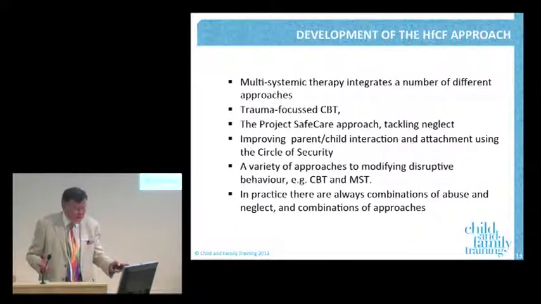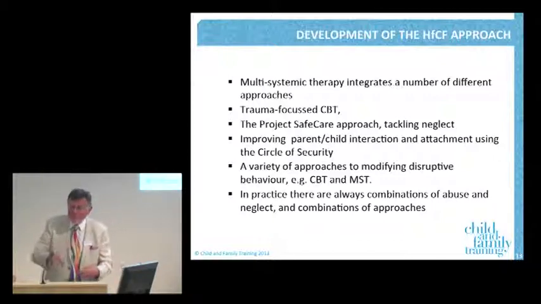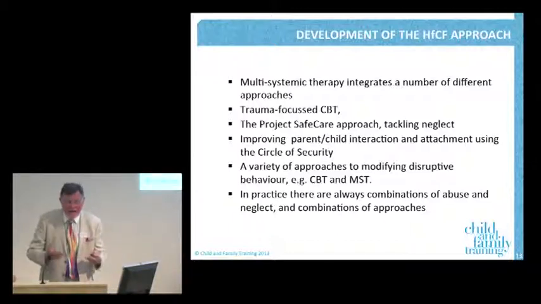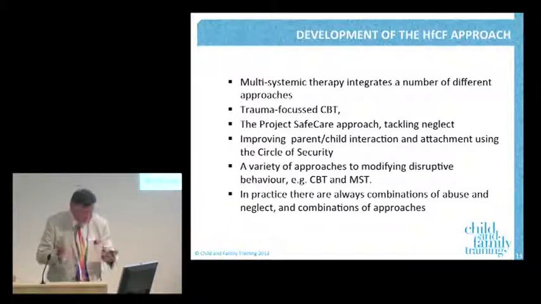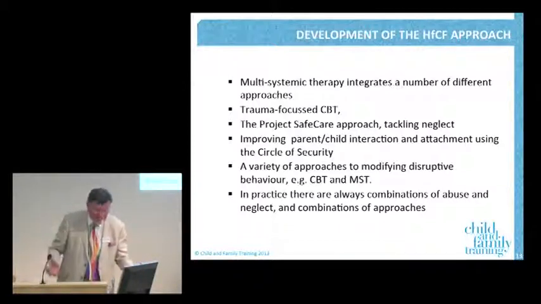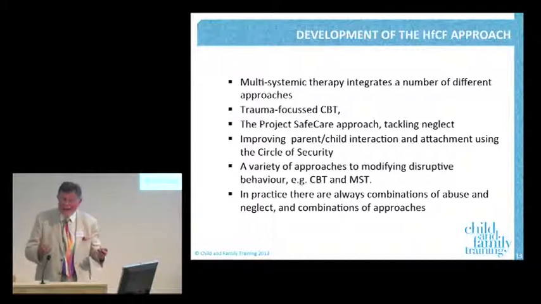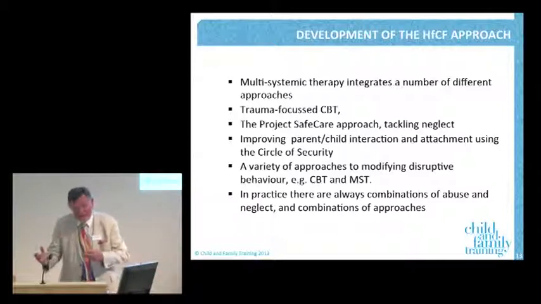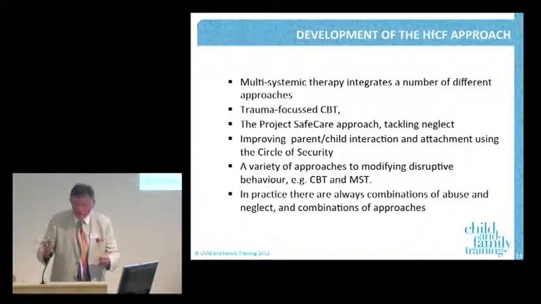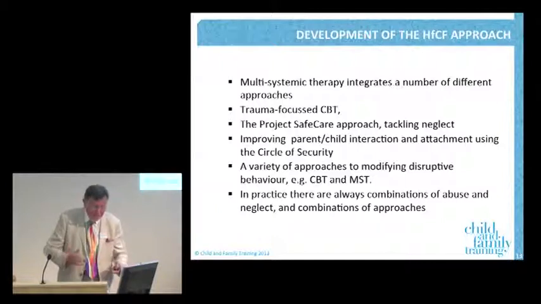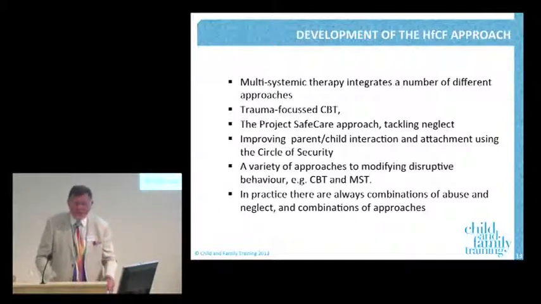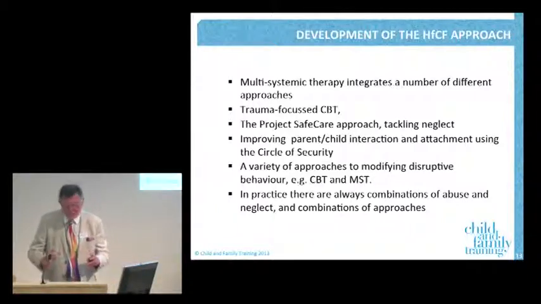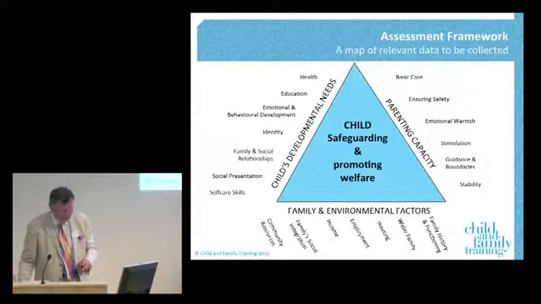Multisystemic therapies, we know, integrates a number of different approaches. The trauma-focused cognitive behavioral therapy for children and young people who have themselves had serious traumatic symptoms, improving parent-child interaction using attachment-based approaches, the Circle of Security, modifying disruptive behavior, again, comparable interventions from CBT and multisystemic therapy. In practice, there are always combinations of abuse and neglect and a combination of approaches. This is what marks, I think, intervention in this field.